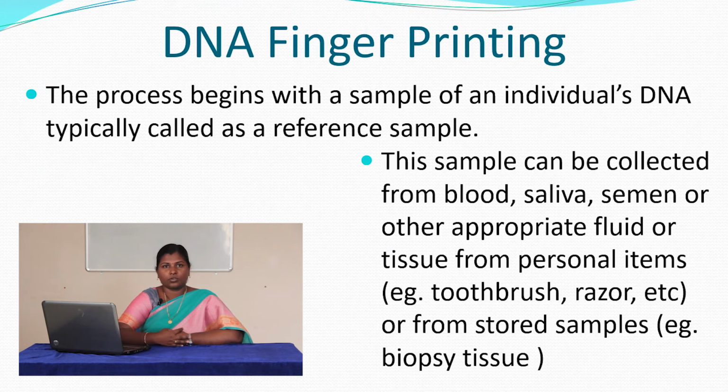Now to speak about the exact process, DNA fingerprinting begins with a sample of an individual's DNA, typically called a reference sample. When I say reference sample, what does that mean? This sample can be collected from blood, saliva, semen or other appropriate fluids or tissues, from personal items like a toothbrush, razor, etc., or from stored samples like biopsy tissue.